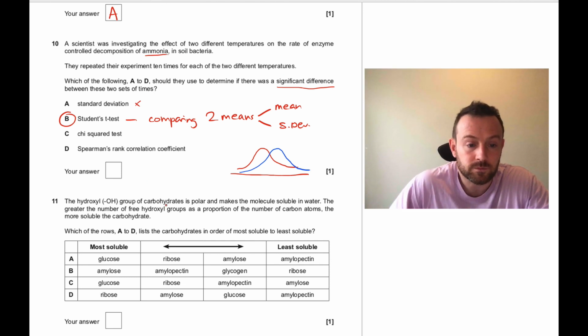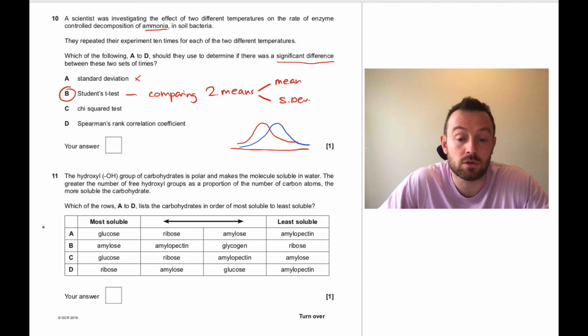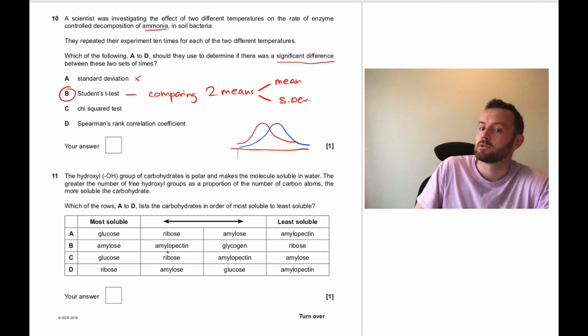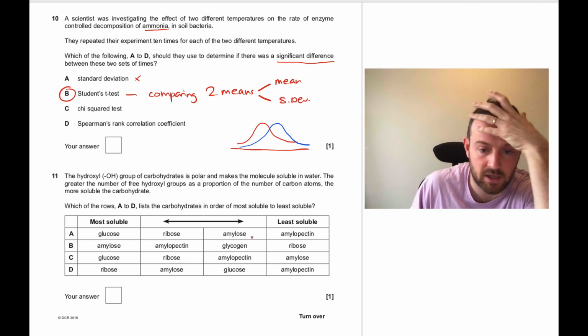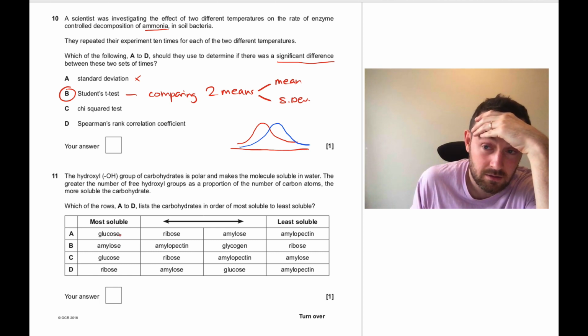11. The hydroxyl OH group of carbohydrates is polar and makes the molecule soluble in water. The greater number of free hydroxyl groups as a proportion of the number of carbon atoms, the more soluble the carbohydrate. Okay. Glucose is going to be the most soluble, I think. Definitely, it's going to be, what could be ribose?